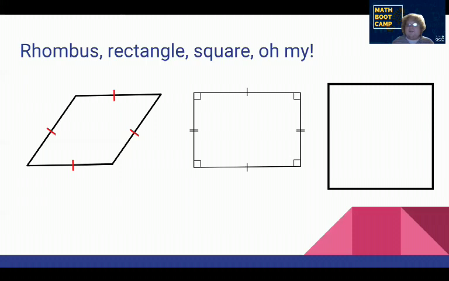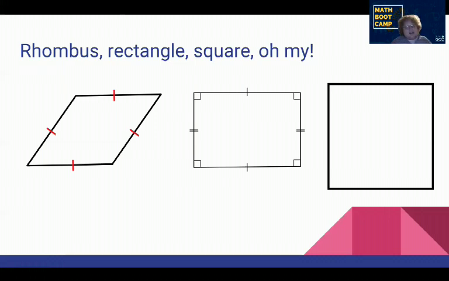A rectangle is a parallelogram with one right angle. And by how that sets it up, you have all four angles being right angles. You haven't destroyed the sides being parallel, but they could be different sizes. And lastly, you have the square. The square, in short, is both a rhombus and a rectangle.